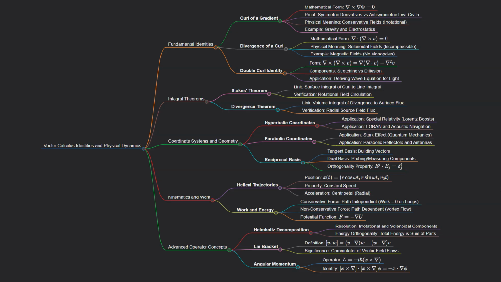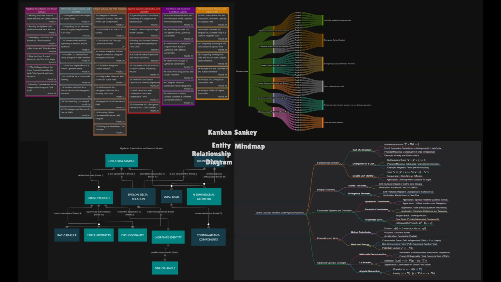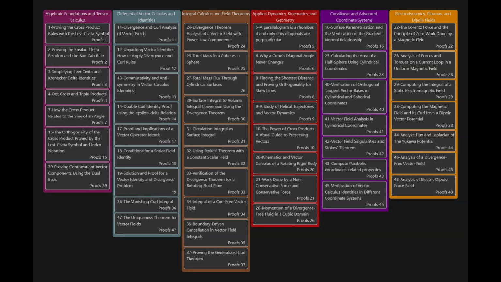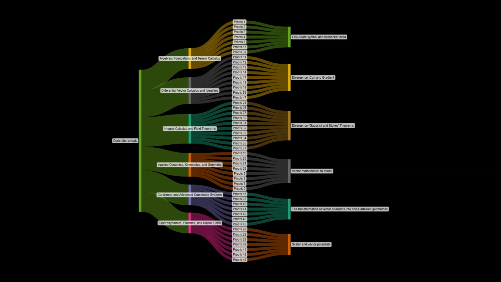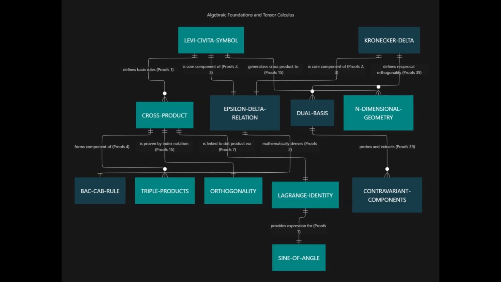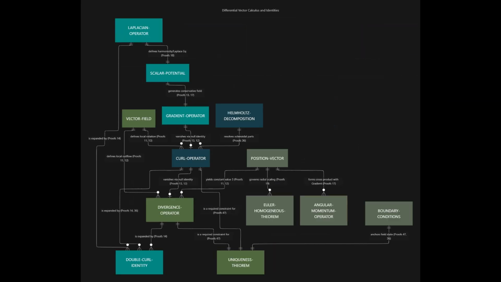Crucially, these derivation sheets reveal that to truly measure space, one must use two different measuring sticks. One set of vectors to build a path, the tangent basis, and a reciprocal set to probe its hidden components, the dual basis. This dual perspective allows scientists to navigate non-orthogonal environments where standard rectangular grids fail.